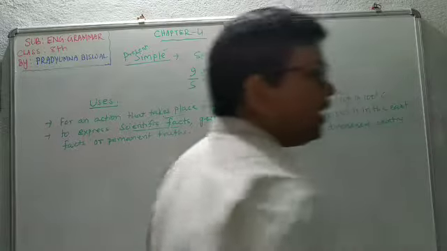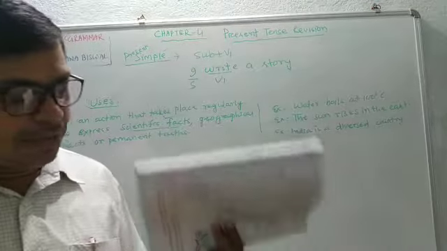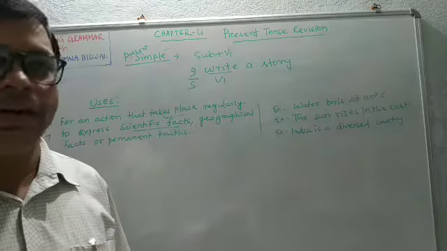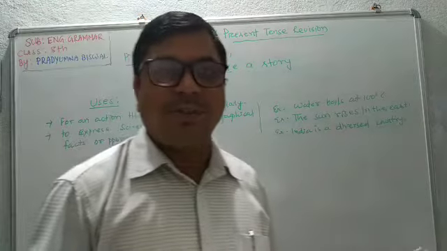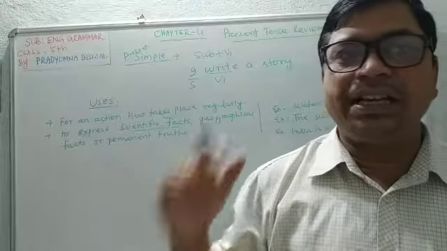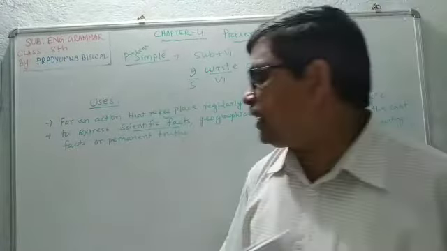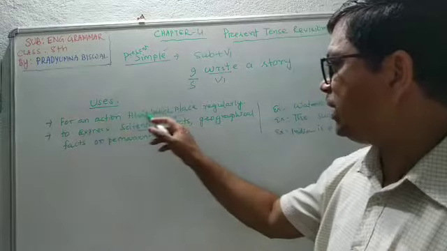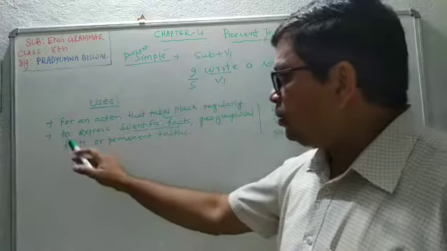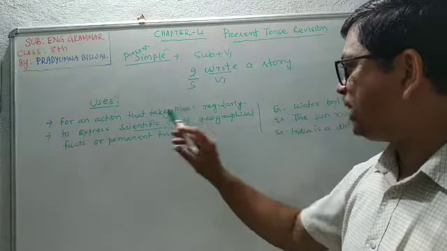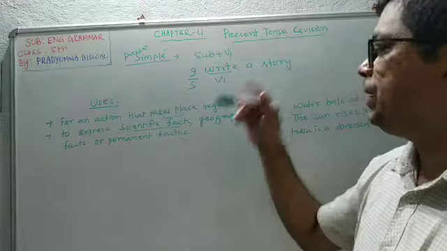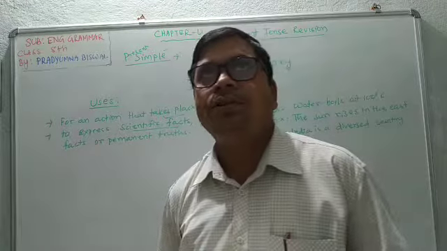That means we are living here with different colors, different people of different religions, different languages. So a diverse country is also a permanent fact. Okay. So the Himalayas are located to the north of India. It is also a fact. So in case of an action that takes place regularly, we use present simple tense. Secondly, to express a scientific fact, a geographical fact, or permanent truths, we use present simple tense.